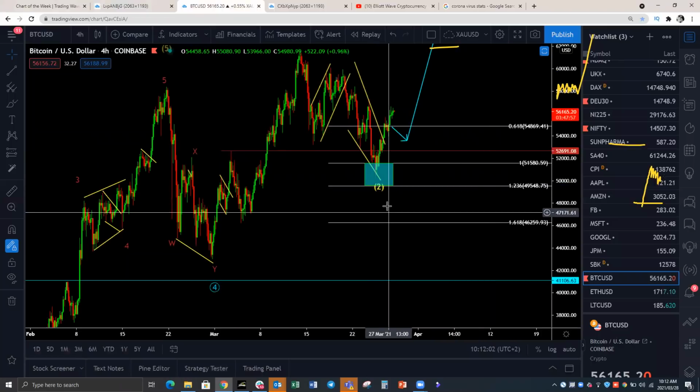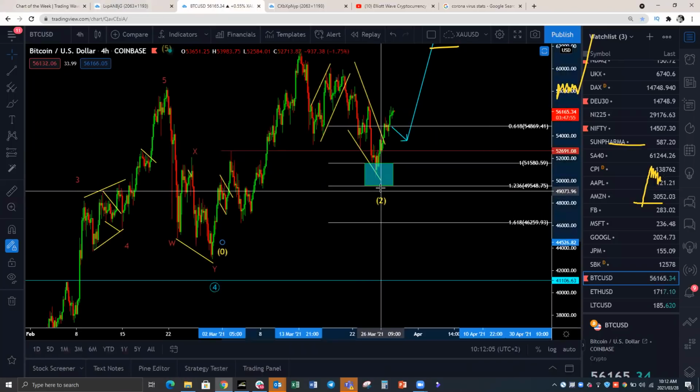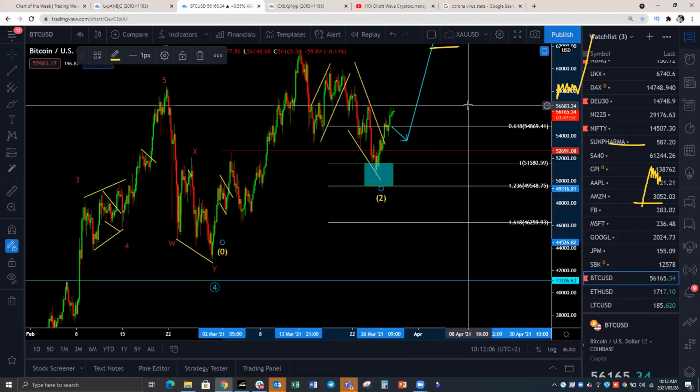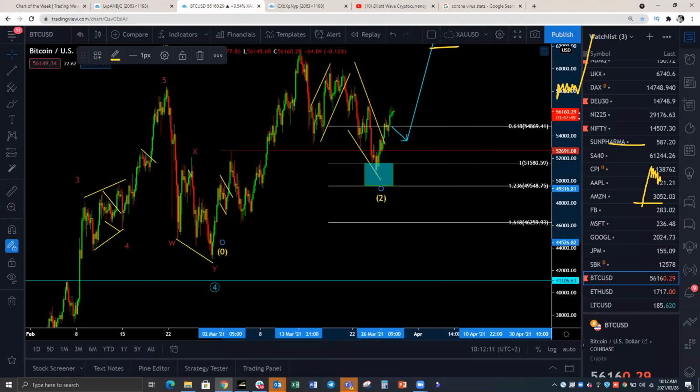Eventually, you can see this is the blue box. We focused on that, and that is how it has played out. Okay, so we'll go through the rest of the cryptocurrencies in a bit. For now, we're going to be looking at the Forex market and the indices as well. Right, let's get started.